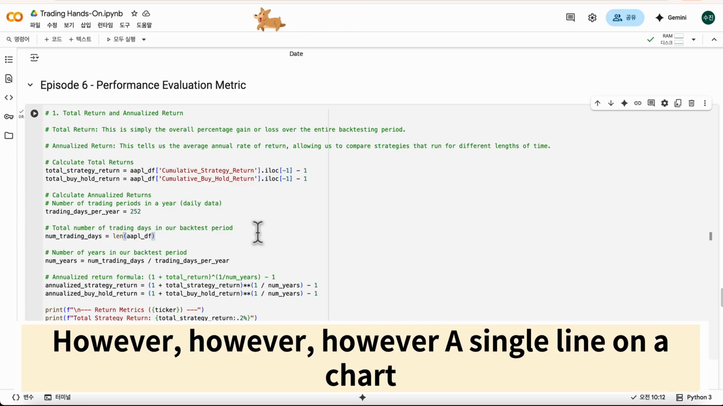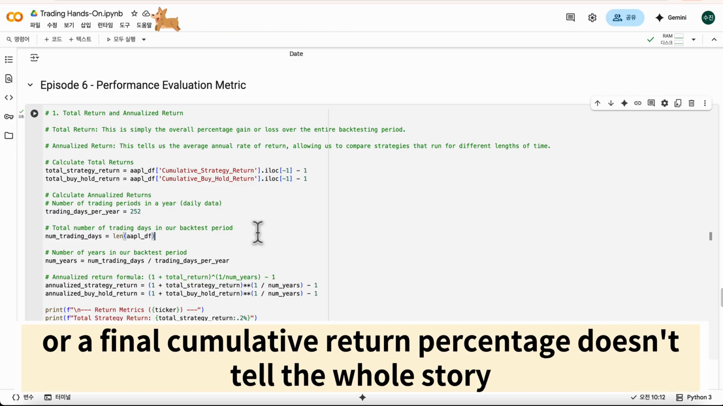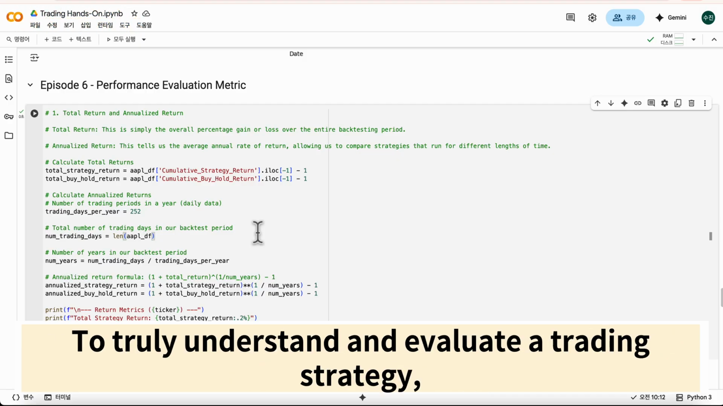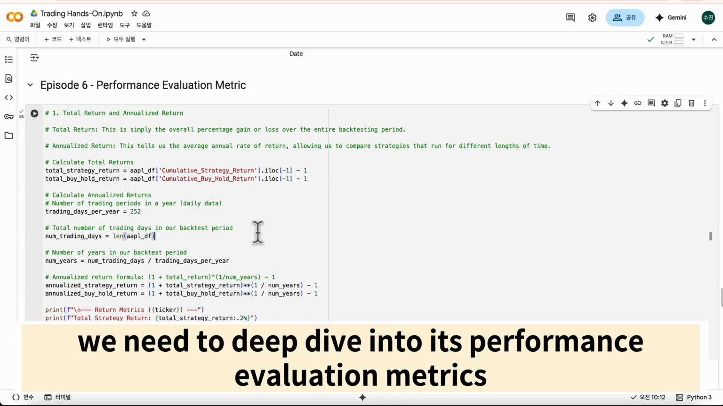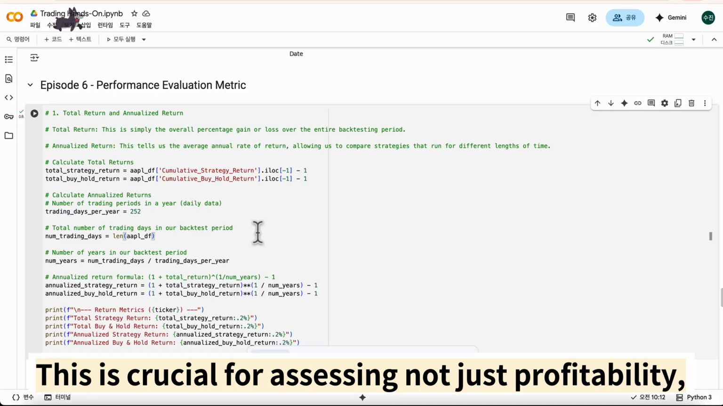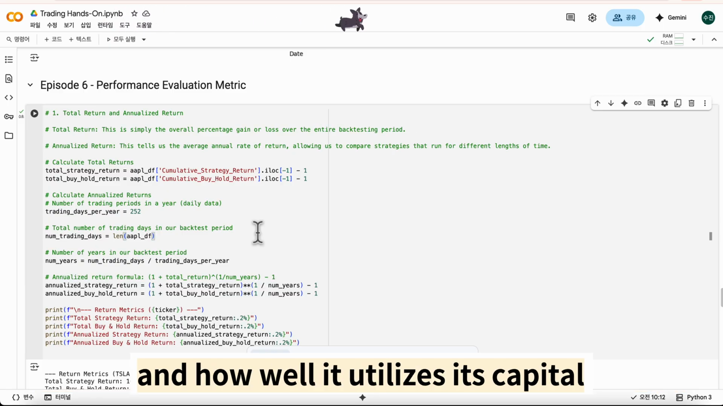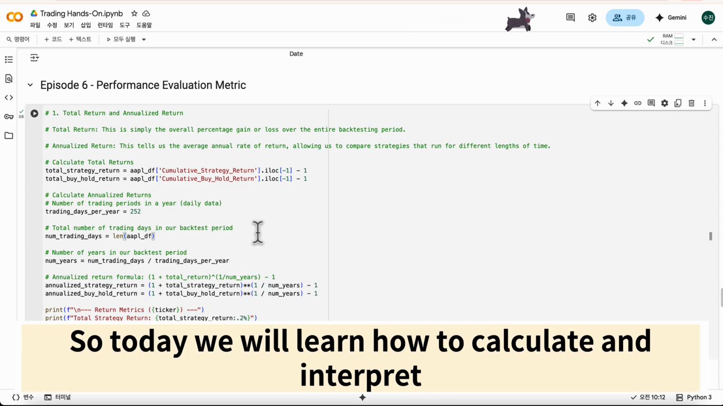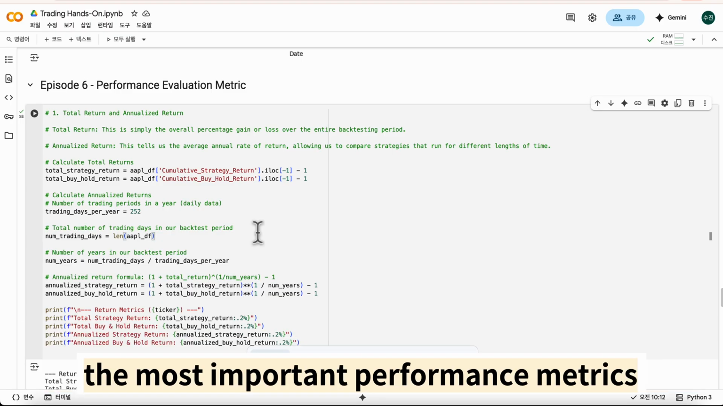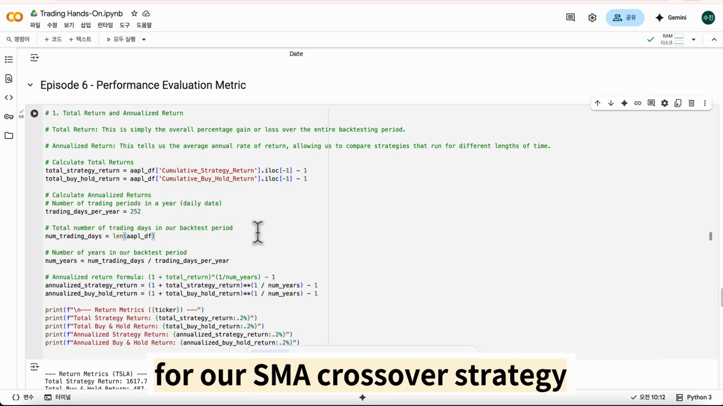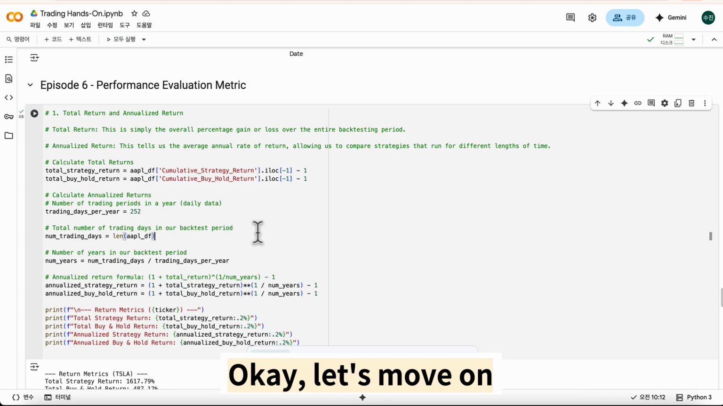However, a single line on a chart or a final cumulative return percentage doesn't tell the whole story. To truly understand and evaluate a trading strategy, we need to deep dive into its performance evaluation metrics. This is crucial for assessing not just profitability, but also the risk, the consistency of returns, and how well it utilizes its capital. So today, we will learn how to calculate and interpret the most important performance metrics for our SMA crossover strategy. Okay, let's move on.